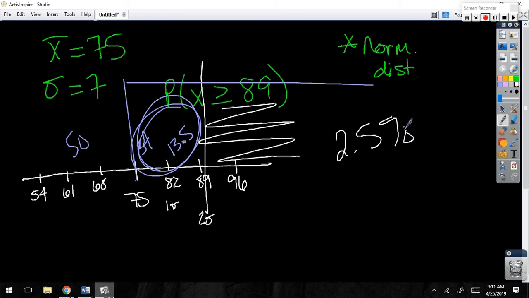What's the probability that you make below a 68? Oh, a lot more. Below a 68, so that's 1 standard deviation, which is 13.5 plus 2.5, that's 16. Why? Because it's 68, one standard deviation below the mean.